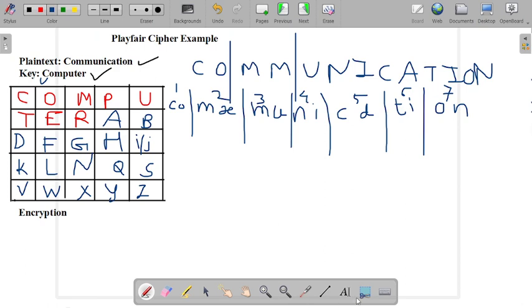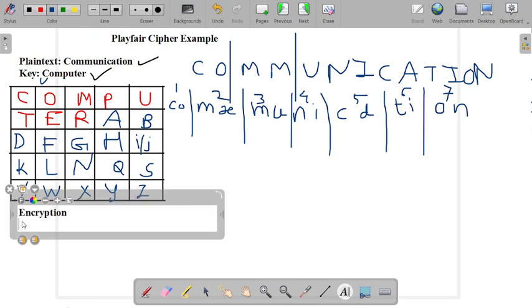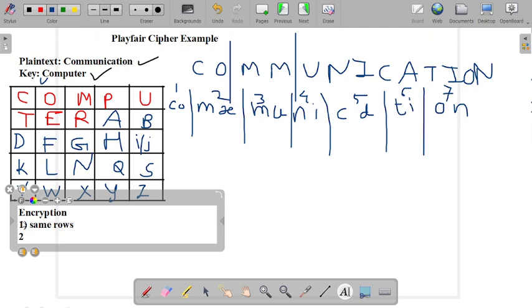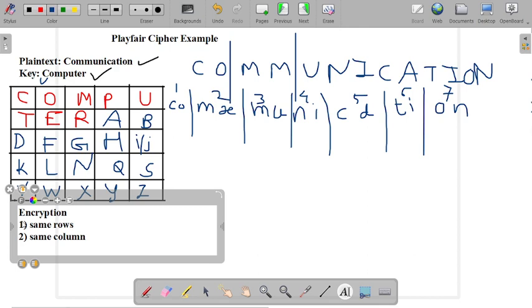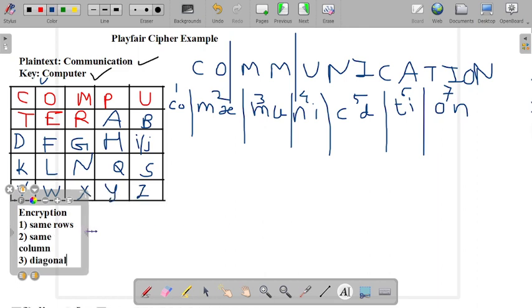Now let's start with our encryption process. Earlier we have seen in the previous video, there are 3 rules for encryption. We have to check whether the characters are in the same row, second, in the same column, and third, in the diagonal. And this rule will be checked group wise.